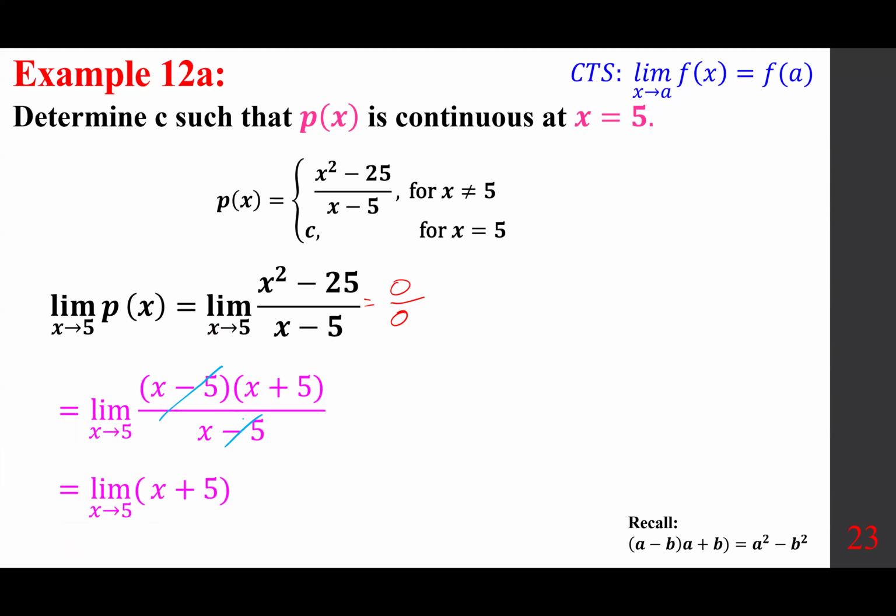So you get the limit of x plus 5 as x approaches 5. Now you plug in, you get 10. So the limit exists and it's equal to 10. The functional value exists and it's equal to c. If you want it to be continuous at x equals 5, the two must be identical. Therefore, the limit of p of x as x approaches 5 must be equal to p of 5, which must be equal to c. C must be 10.